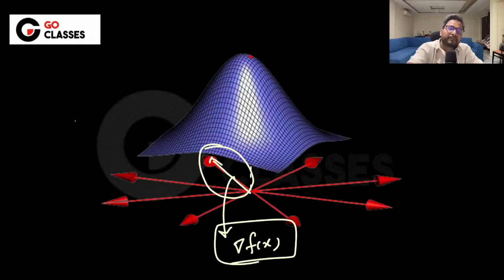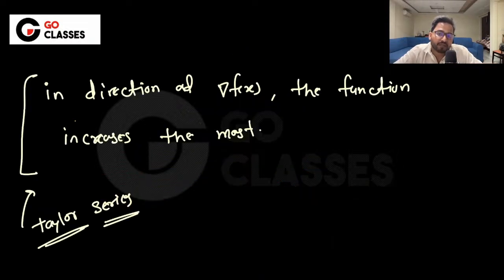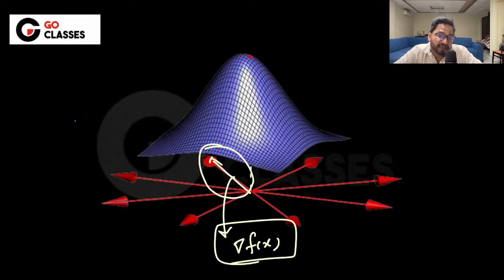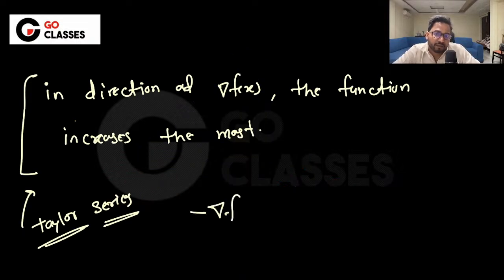Basically there are many, many directions possible, and if I want to know in which direction it is increasing the most, then you will say grad f(x). Similarly, if I ask in which direction it will be decreasing the most, then you will say minus grad f(x).